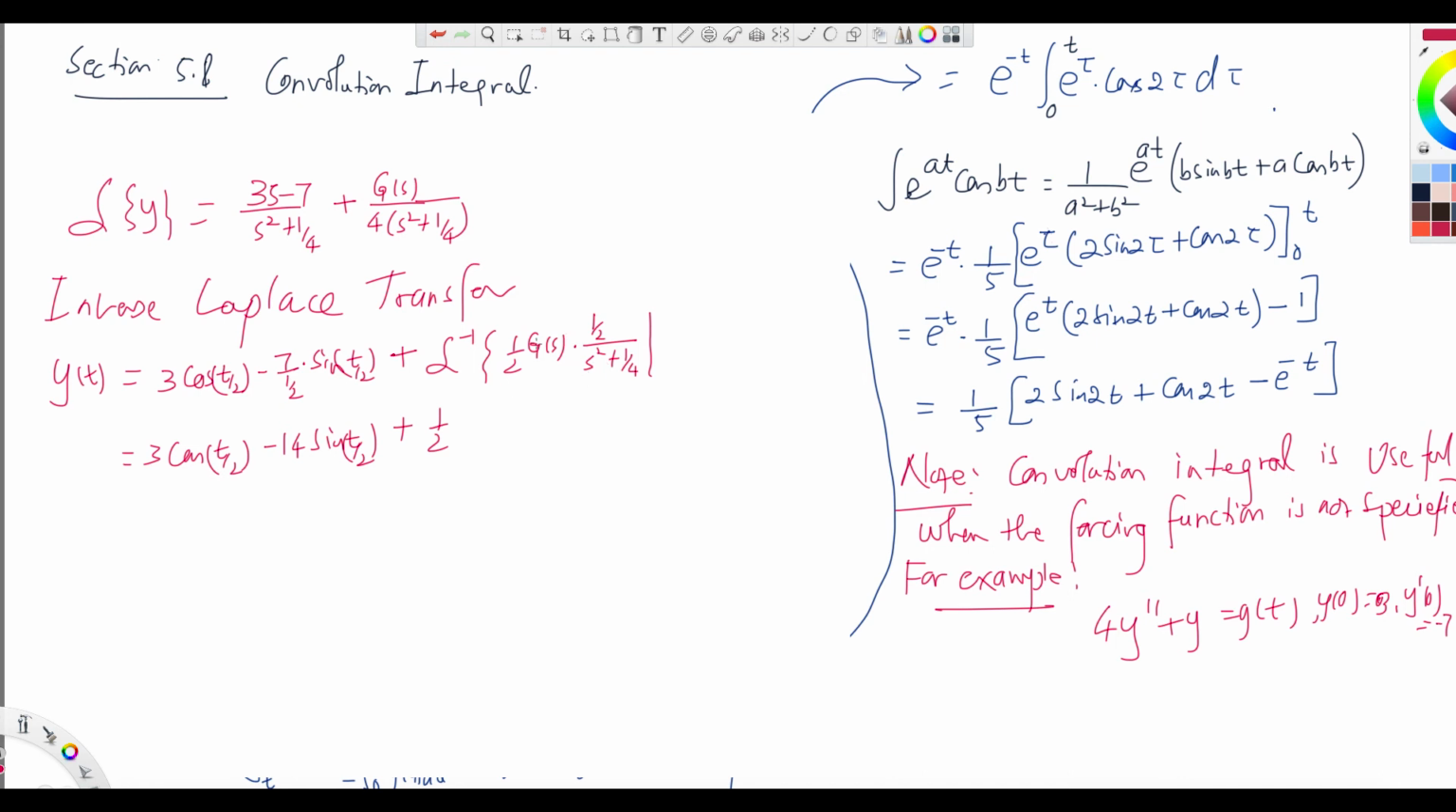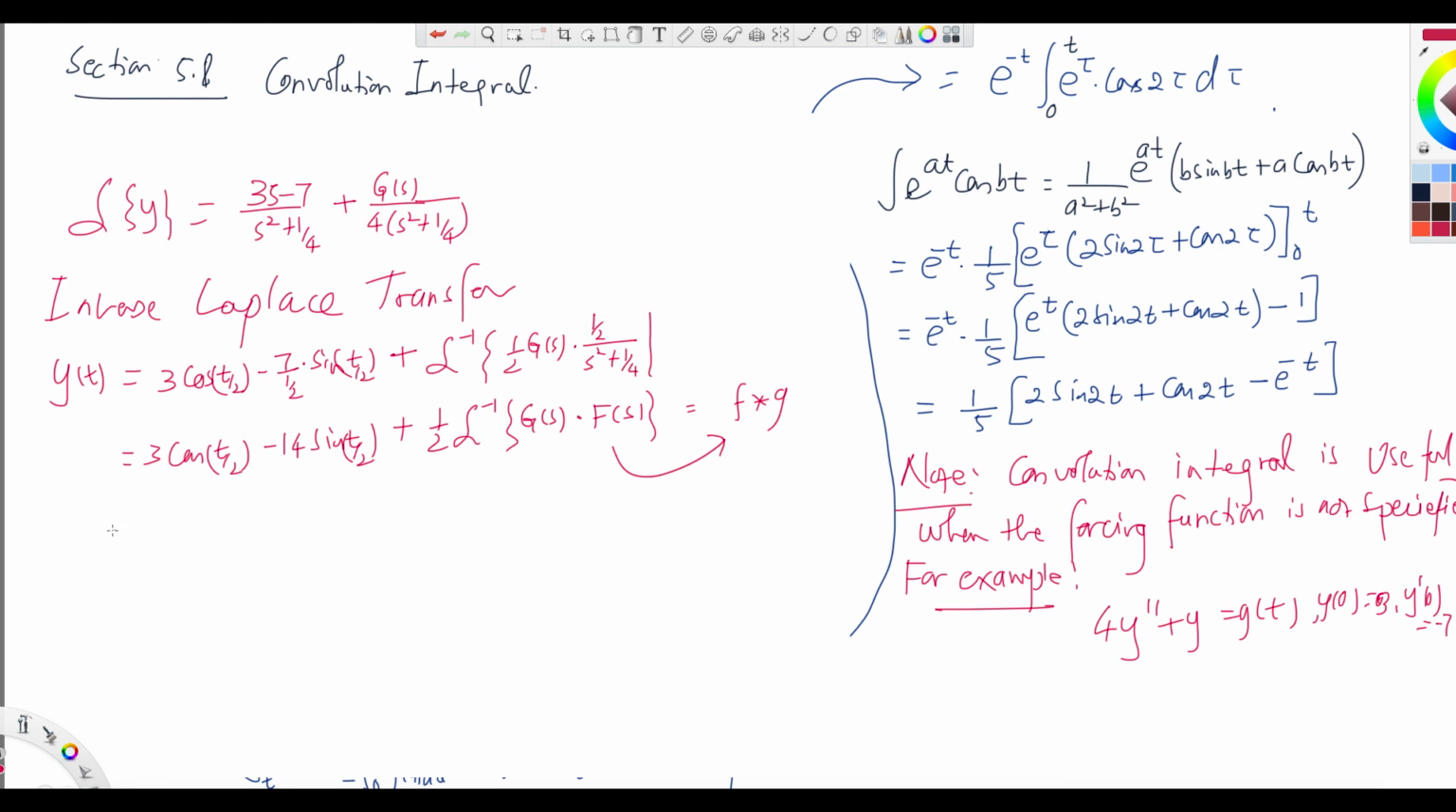And then what is this? This is basically G(s). So you can say the inverse Laplace transform of G(s) times F(s). What is F(s)? F(s) is this one. So this is the inverse Laplace transform of G(s) times F(s). What is that? That will be basically f convolution g, for this term only. But what will be f? f will be the inverse Laplace transform of that, which is sine(t/2).